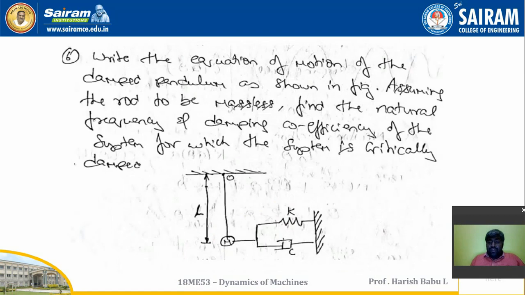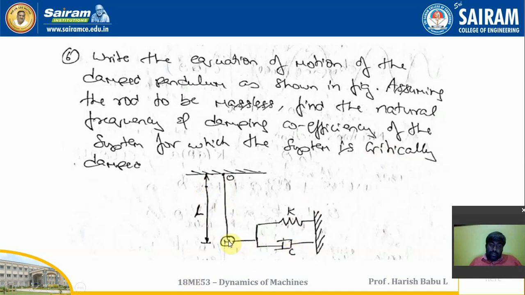So let us go for the next problem. Write the equation of motion of the damped pendulum as shown in the figure, assuming the rod to be massless. So find the natural frequency and the damping coefficient of the system for which the system is critically damped. So they have clearly given that it is a critically damped one. So the mass of the string has been neglected. So the length will be L, the mass is kept over here, and K and the dashpot over here.